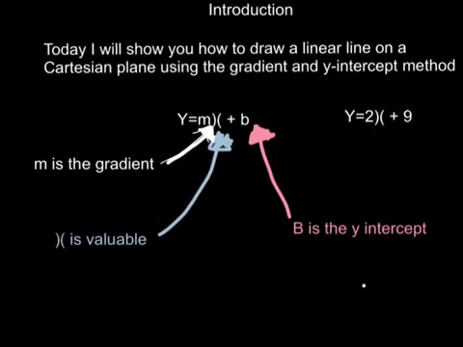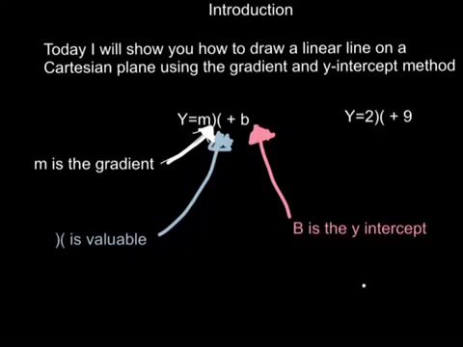Now, the b on the very right is the y-intercept. This is where it intercepts with the y-axis on the Cartesian plane. The x is the variable. This is what gives us the answer.